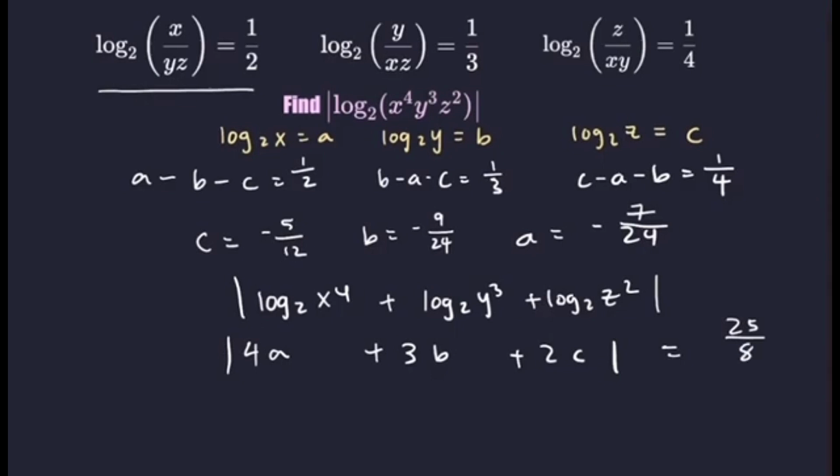This is not our answer though, because on the AIME we cannot have fractional answers, which is why they ask for m plus n, which is the numerator plus the denominator. So on the AIME you would put 33 with a 0 in front.